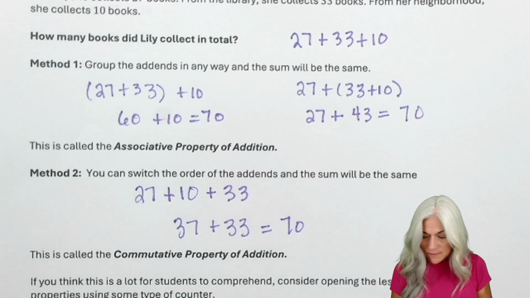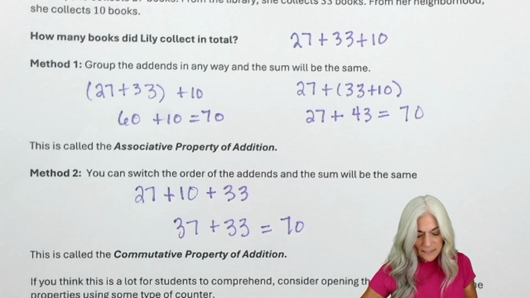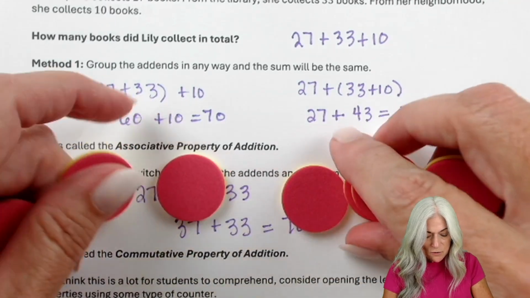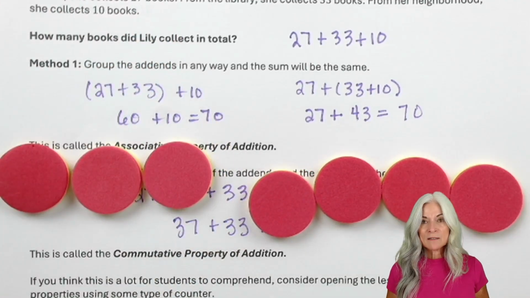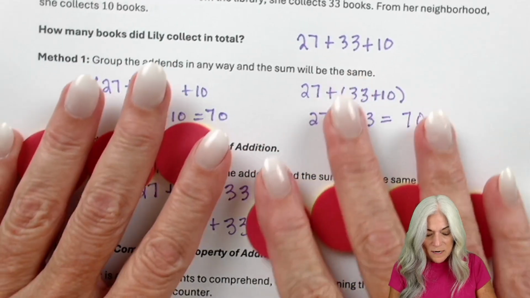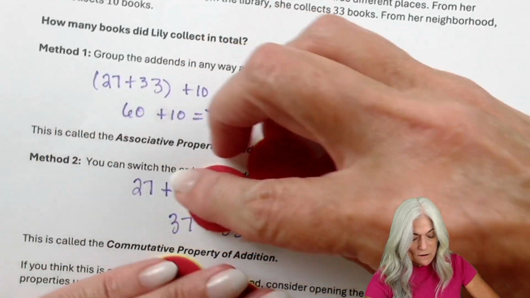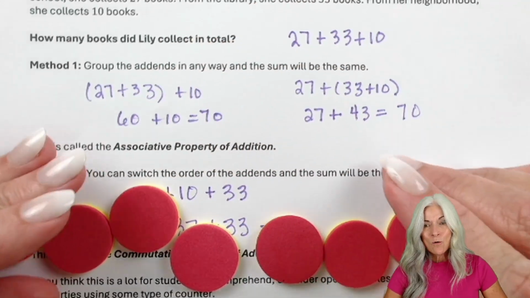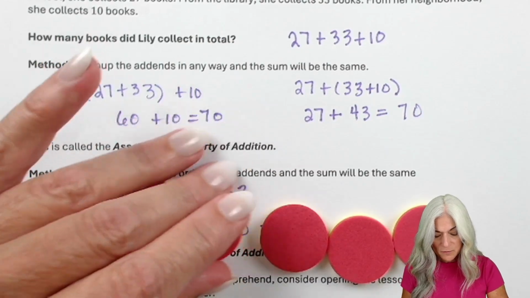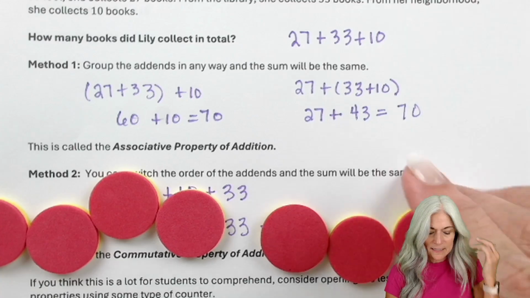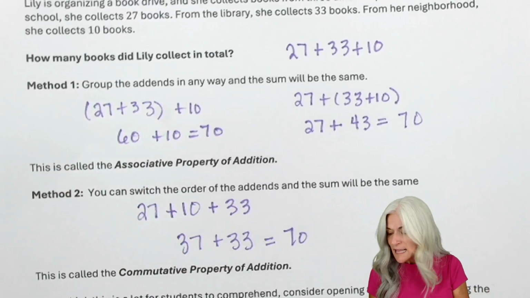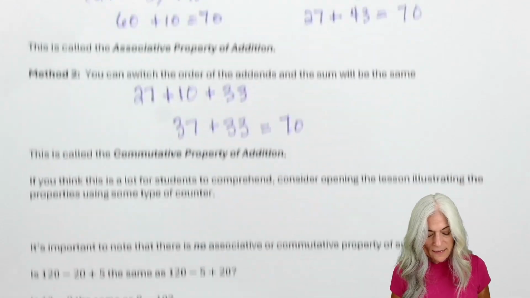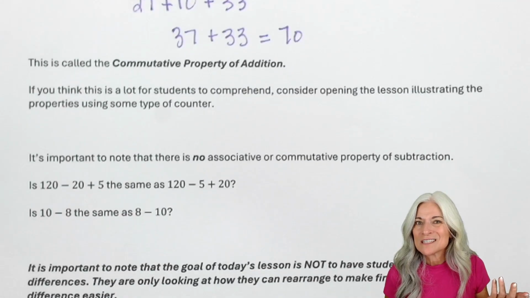Again, if you think this might be something your students struggle with, you might start out with just a simple problem like 3 plus 4. How many do I have if I put them together? I have 7. What if we switched the order? Now I have 4 plus 3. I still have 7. So order does not matter. You might consider illustrating that at the start of the lesson if you think it's going to be a lot for students to comprehend.